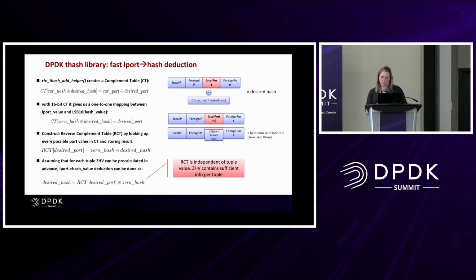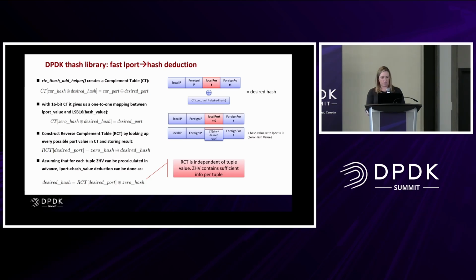The key thing here is that the reverse complementary table is independent of the other fields in the tuple. So sufficient information per flow is in that 0 hash. When you're creating a new flow, and by new flow I mean per 3-tuple, not per individual port, you calculate that 0 hash value and then keep that. After that, every time you want to find out what hash corresponds to what port, you simply do a lookup in the reverse complementary table and XOR this 0 hash.